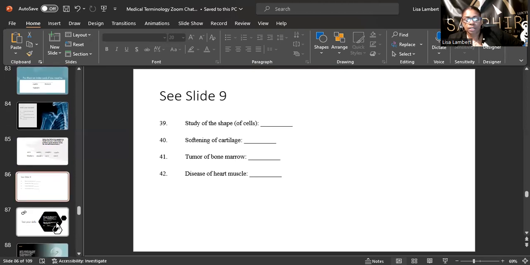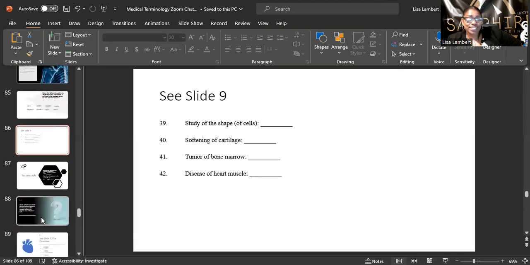Okay, study of the shape, softening of a cartilage, tumor, bone disease, and heart muscle. And you know what was on the test one time? They asked, what is the smallest part of the body? Make sure you watch that between the living cell and the eyeball. We're going to go over that. I mean, we should have a debate about that, but come on now, we know what the answer is. But do you? Who knows what that answer is?